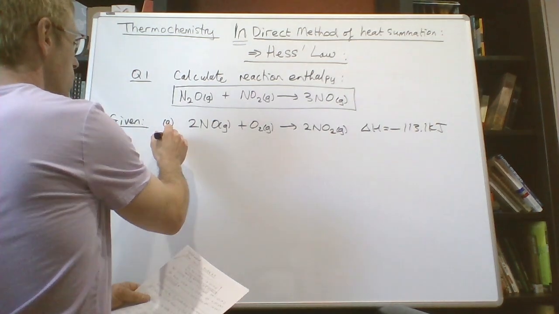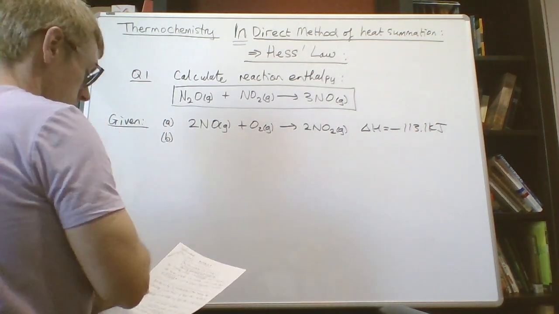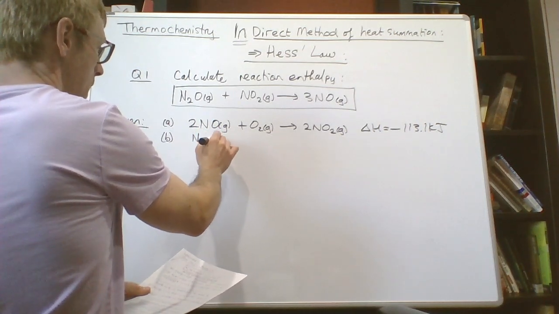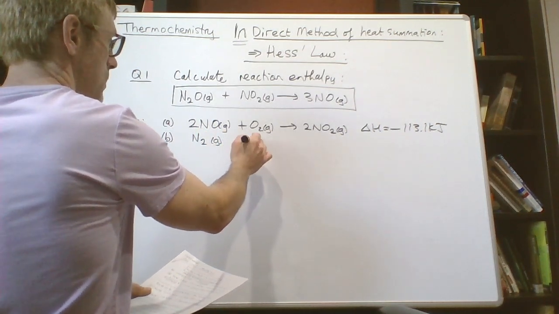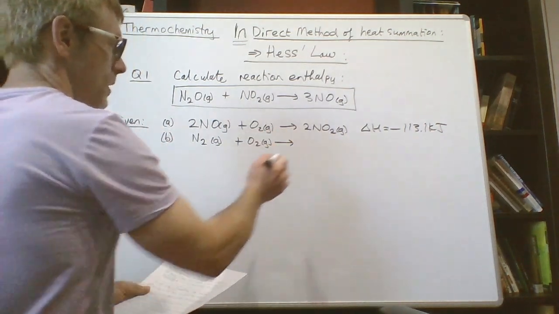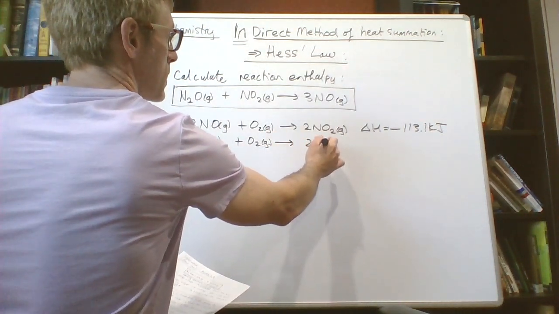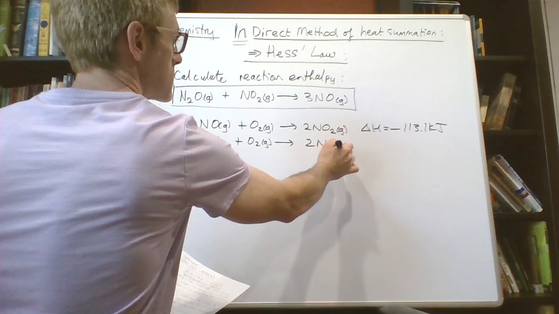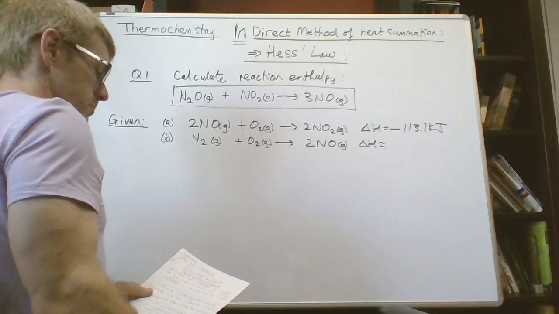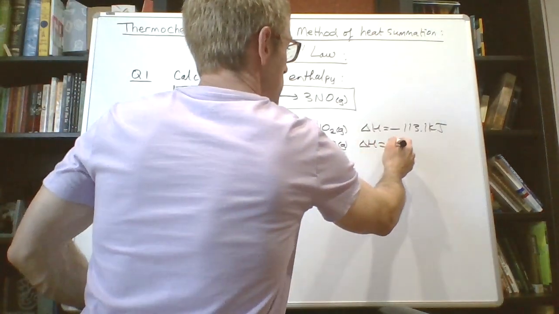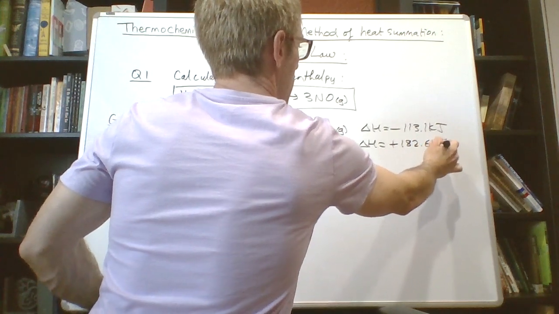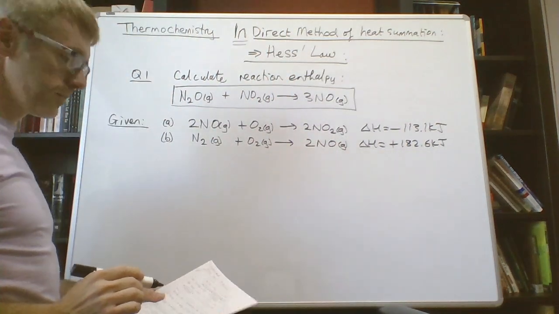We're given another equation, B, that's known where a molecule of N2 gas and a molecule of oxygen gas come together to give 2 lots of nitrogen monoxide gas. And this particular enthalpy is positive 182.6 kilojoules.